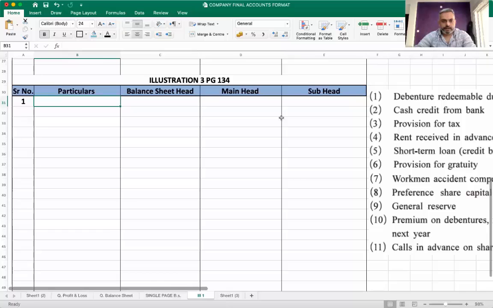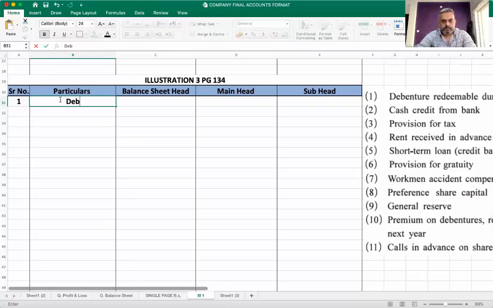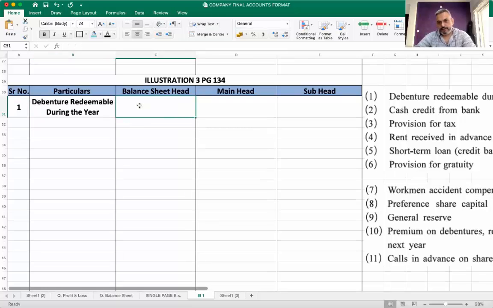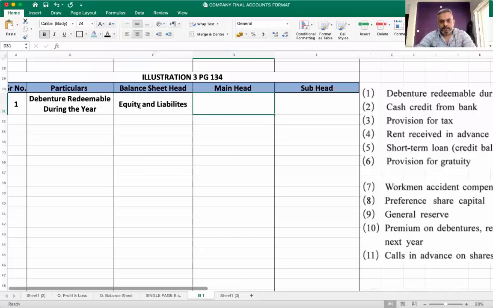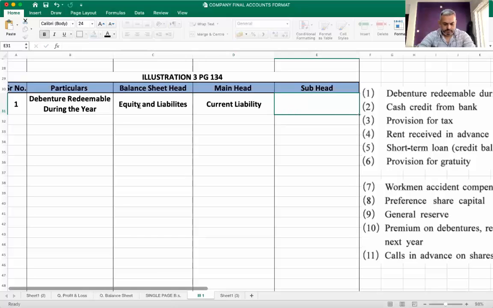Debenture redeemable during the year. Debenture redeemable during the year. Yani during the year only we have to redeem. We have to pay the money back. So equity and liabilities. Main head, current liabilities, and other current liability.